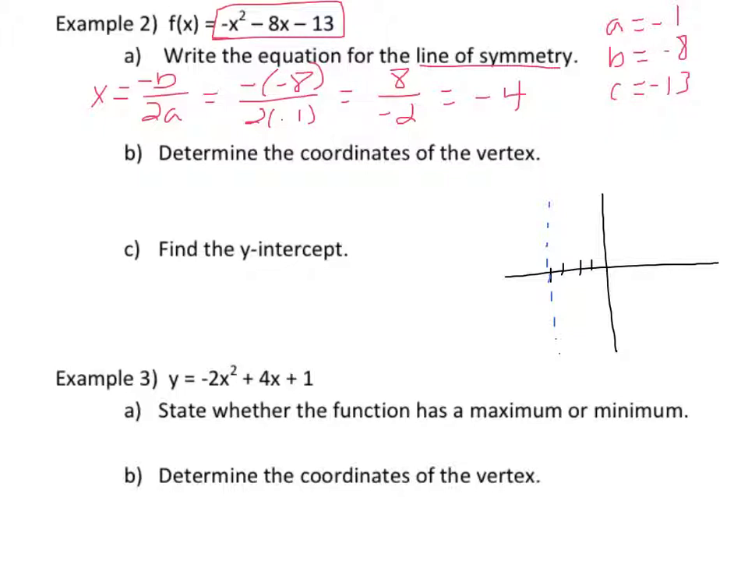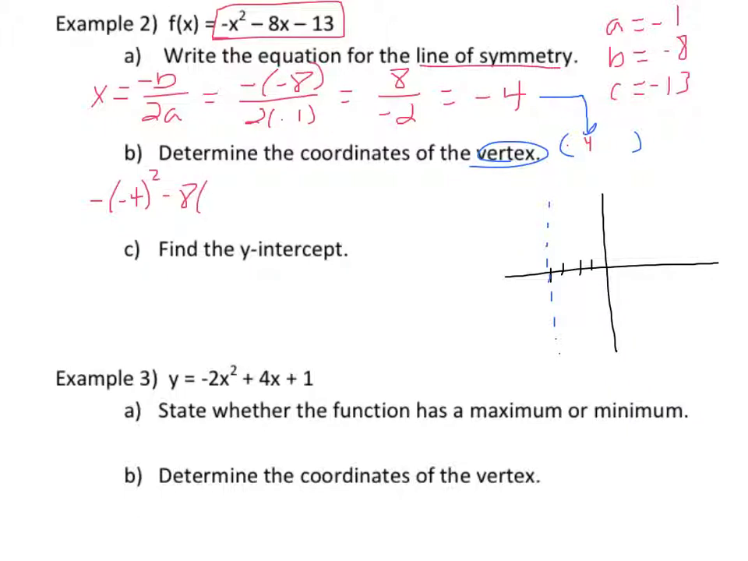And that helps us now because the vertex is a coordinate that has, for the x value, the same value as your line of symmetry. So that will be -4, and that's why our line of symmetry goes through our vertex, or in other words, our vertex is on our line of symmetry. So how do you find the y? Well, we take -4 and we plug it into our function.